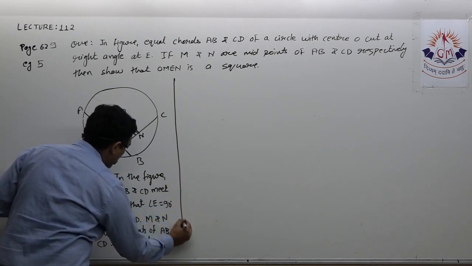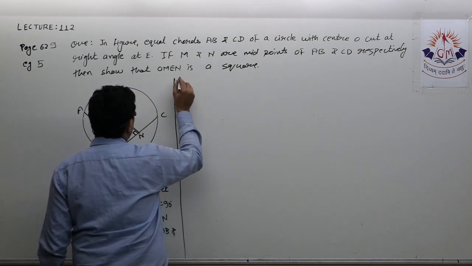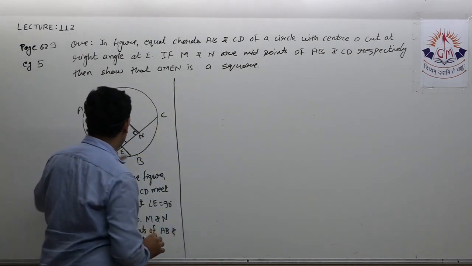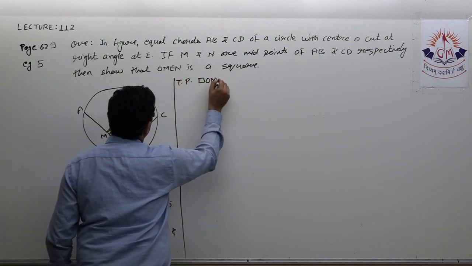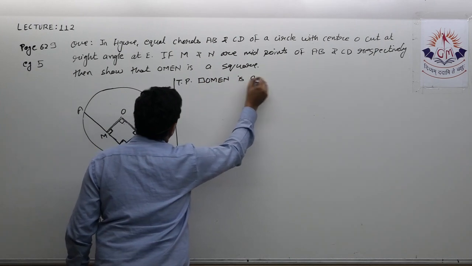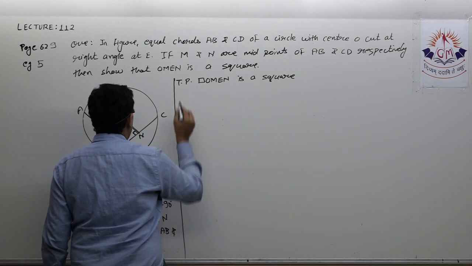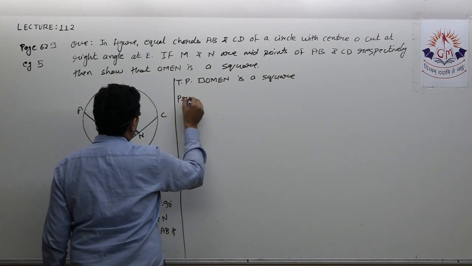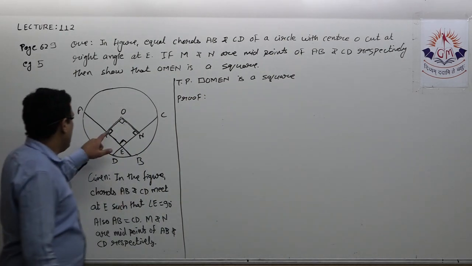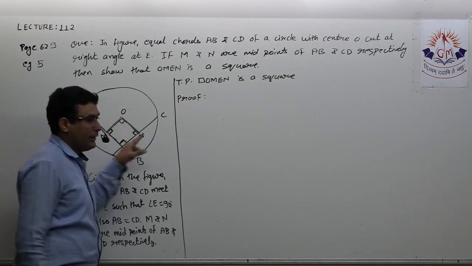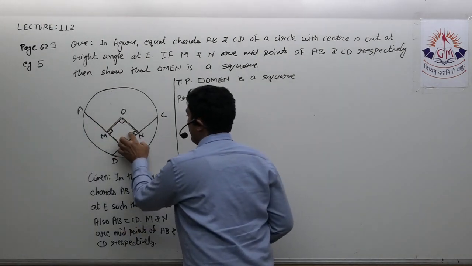Actually this is not the complete given information. We have to write something more in the given. Yes, that is the complete information. And to prove: quadrilateral OMEN is a square, that we have to prove. So let us start its proof. It's not that much difficult. In one statement, that a line segment joining the midpoint and the center of the circle is perpendicular to the chord gives me these two angles 90 degree.